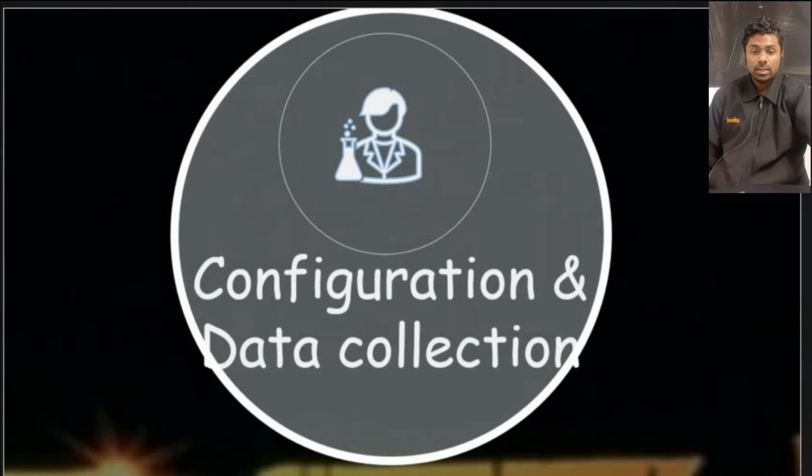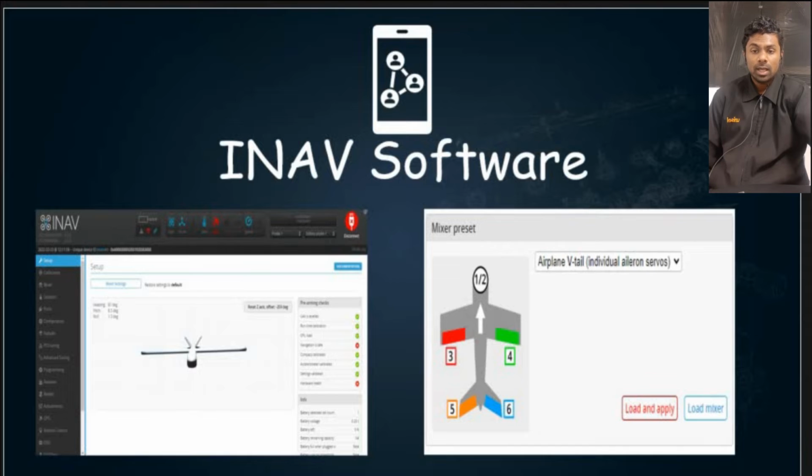For configuration and data collection, INAV software is used to configure the Mini Talon model, especially the flight controller, ESC and motor, GPS, airspeed sensor, and finally the servos. INAV is user-friendly software and has a lot of customizable settings such as control servo speed, auto launch sequence, auto land, return to home function, and other functions as well.